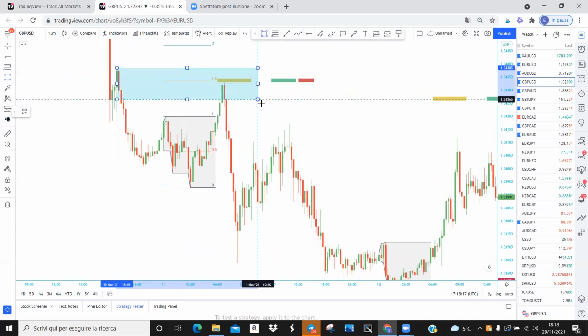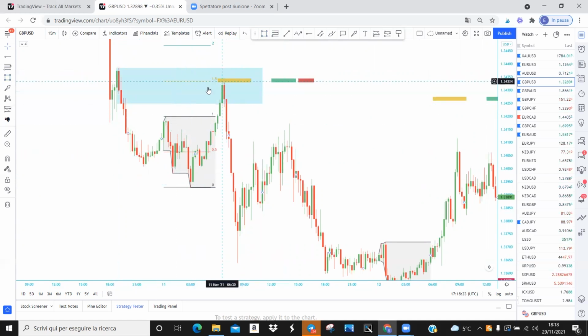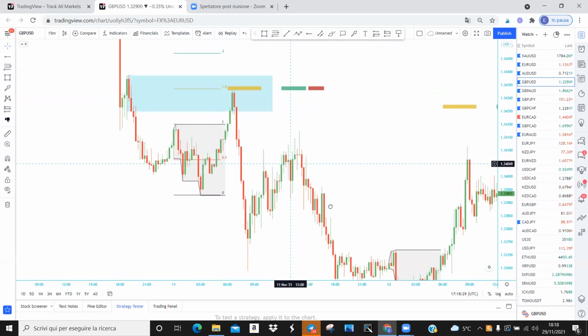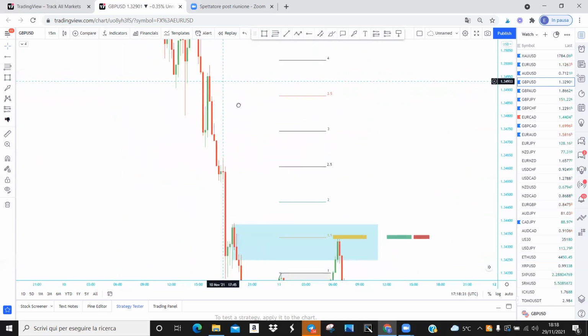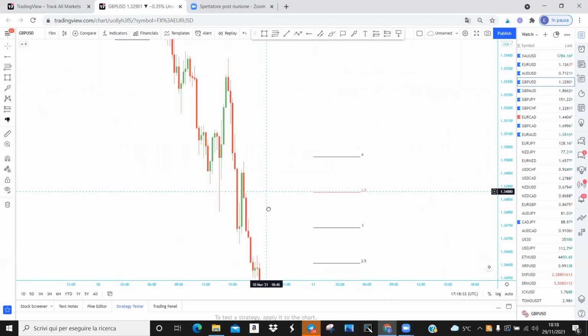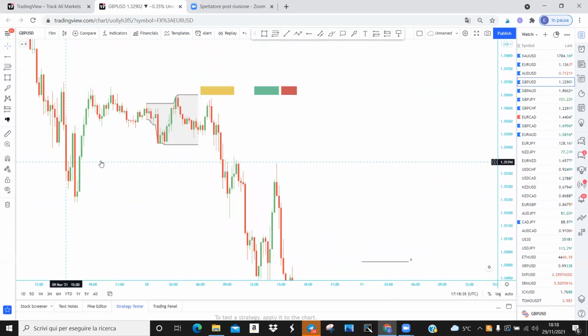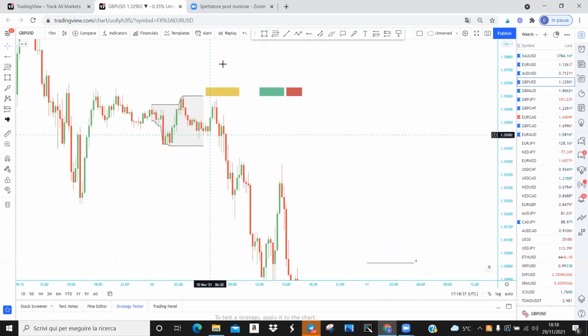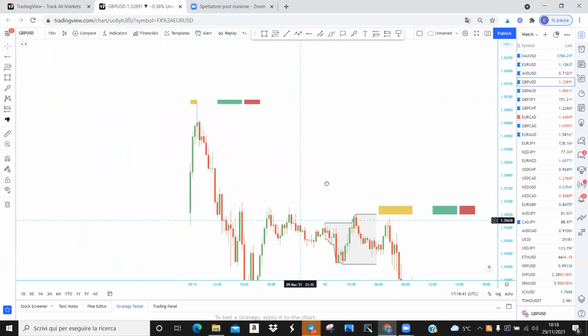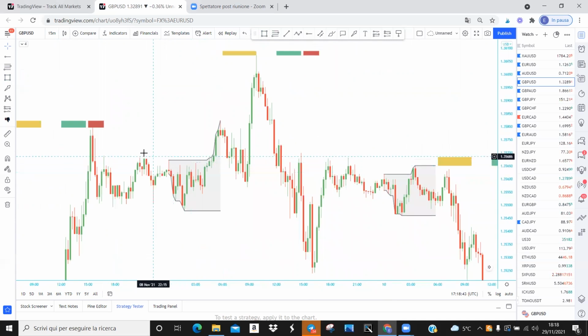Supply, okay, supply above the Asian range, London manipulation reaches supply, reaches the 1.5 projection, then we drop. Perfect trade, okay? See if we have some more. Here, for example, we didn't have the manipulation, so I didn't mark the area, the projections.